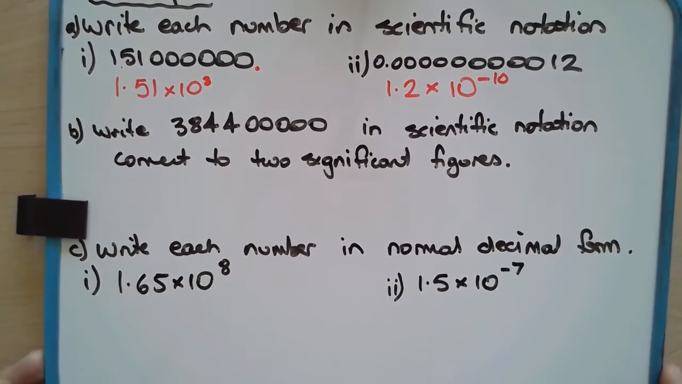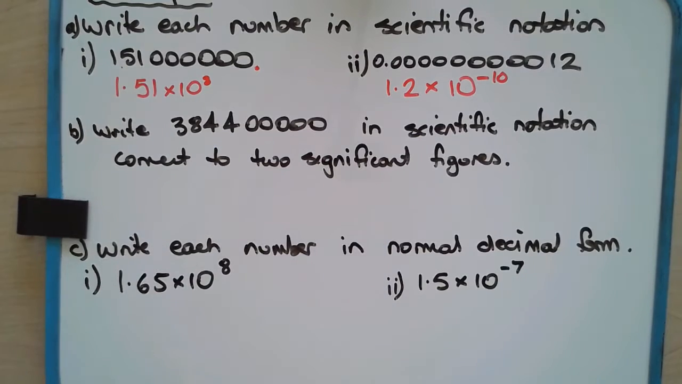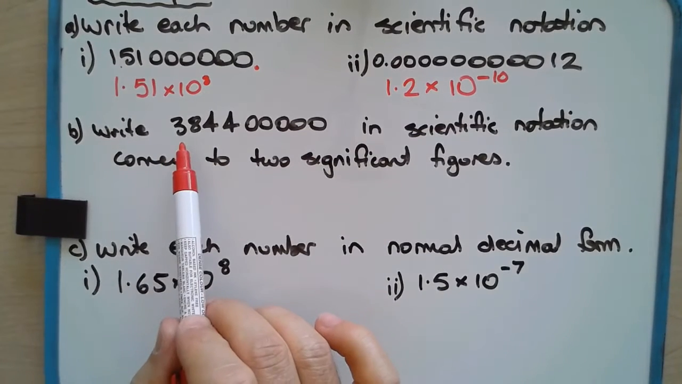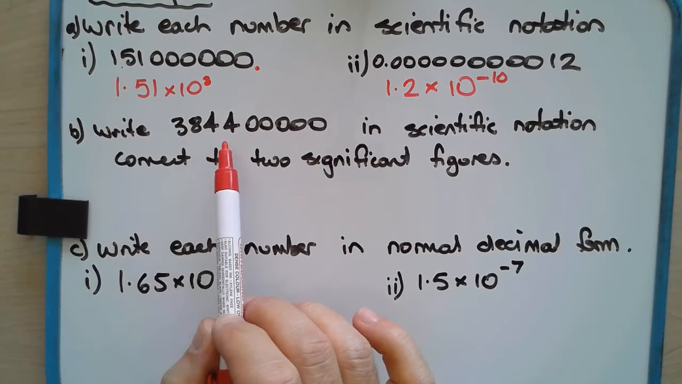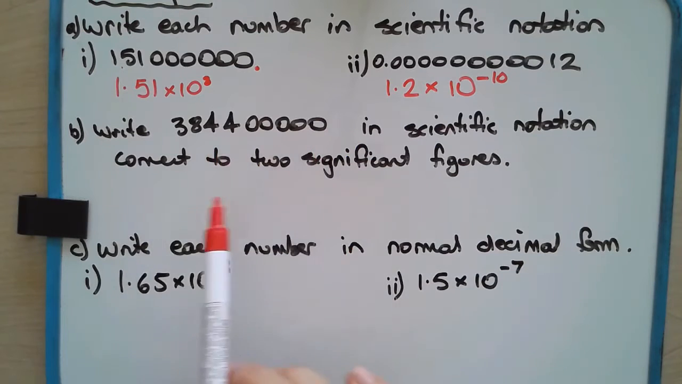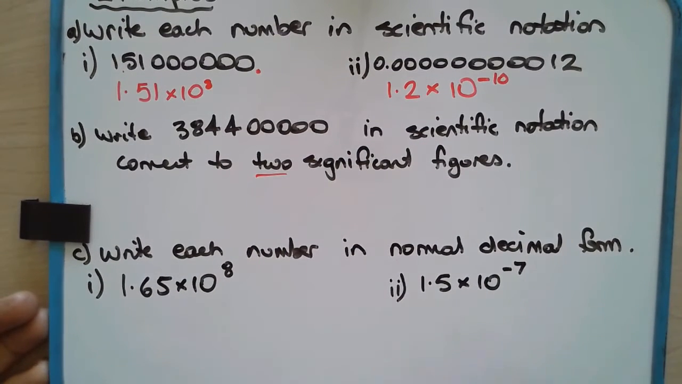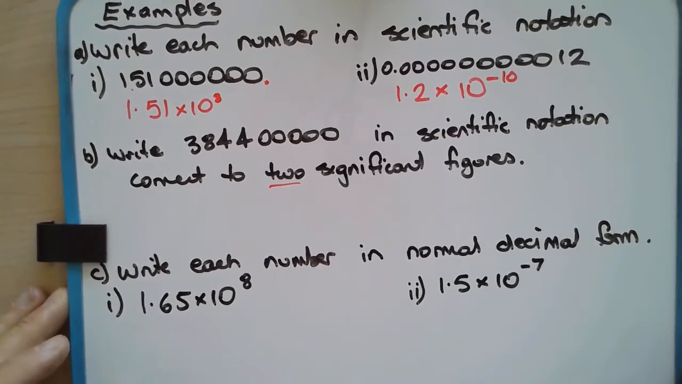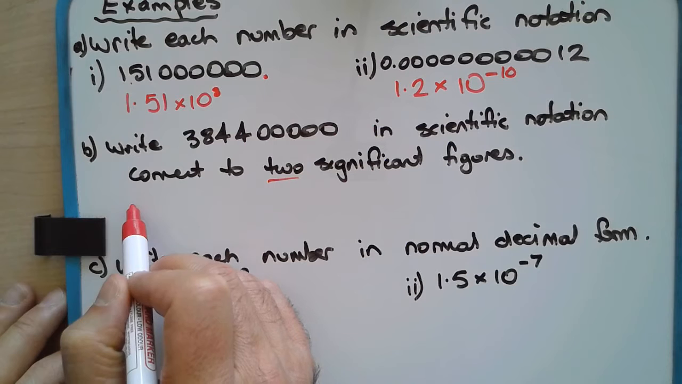Okay, let's have a look at part B. Part B links significant figures with scientific notation. So we're going to write 384,400,000 in scientific notation, correct to two significant figures. It says two significant figures first, so we could do it one of two ways. Either we could write it in scientific notation first, and actually, why don't we just do that?